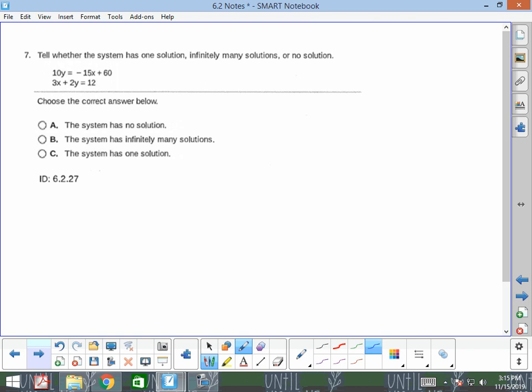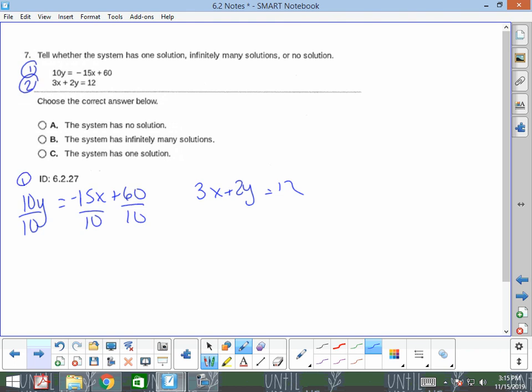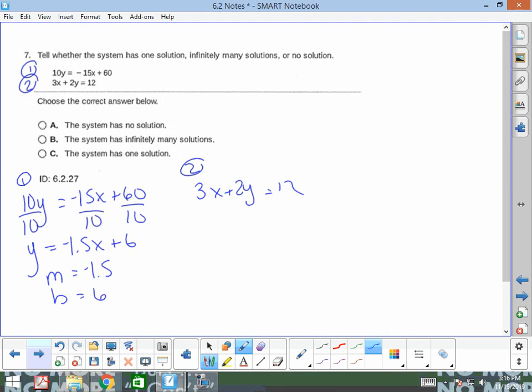Okay, number 2. Top equation is 10y equals negative 15x plus 60. The second equation, 3x plus 2y equals 12. All right, so on this first equation, we divide each term by 10. And we get y equals negative 1.5x plus 6. So the slope is negative 1.5. The y-intercept is 6. Over here, we're going to subtract 3x.